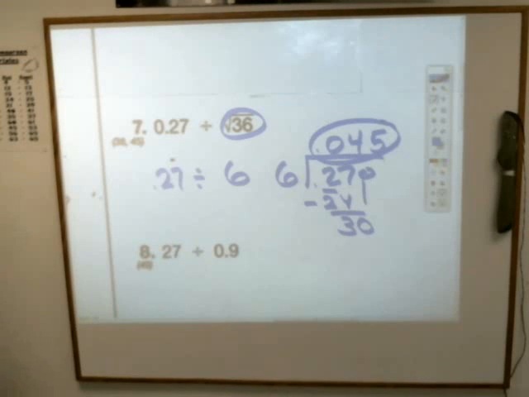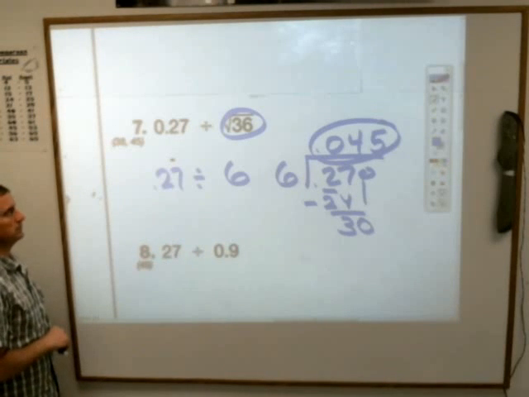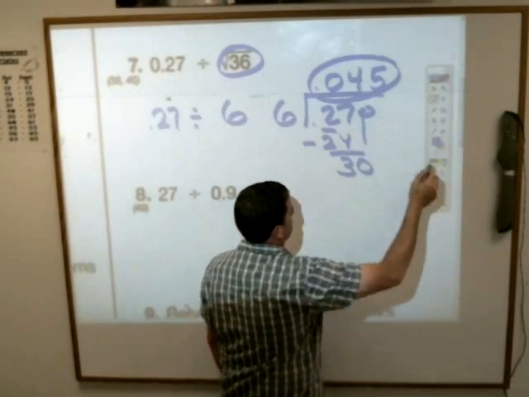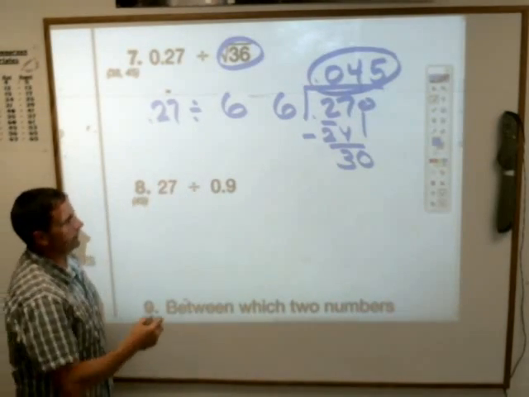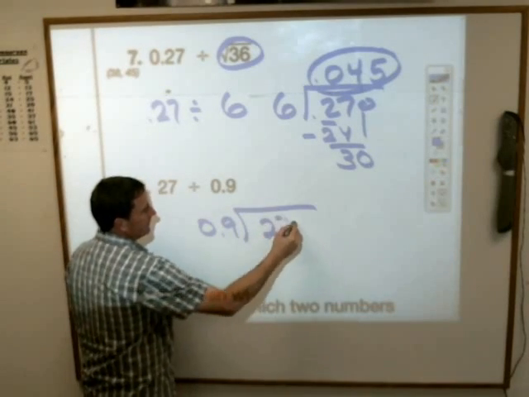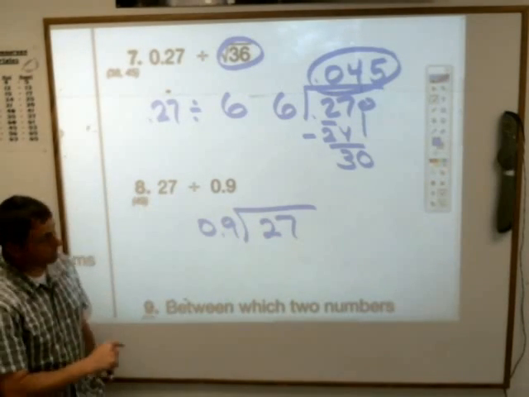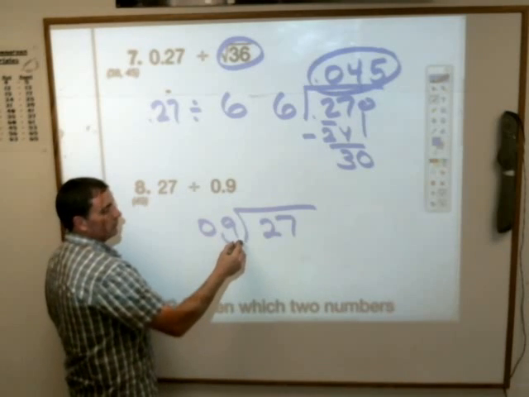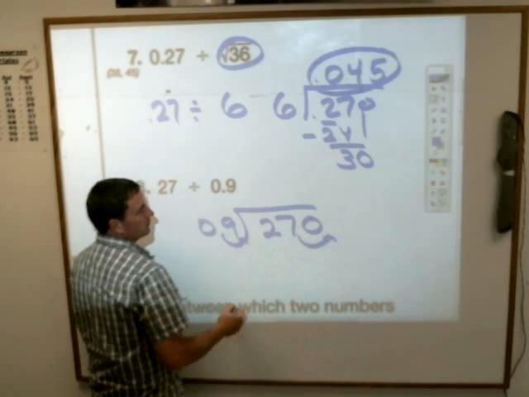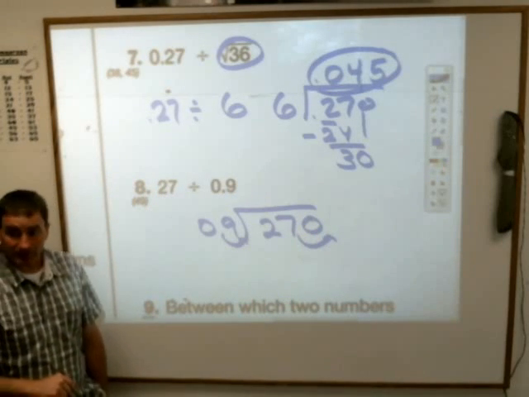Kendall? Can you do 8? Because I don't get it at all. Again, which one did you put on the outside? 9. Okay, so it's 0.9 into 27. You're not allowed to have a decimal out here, so you have to move it one place over, which means you need to move this decimal one place over. So it's the same as 9 into 270.